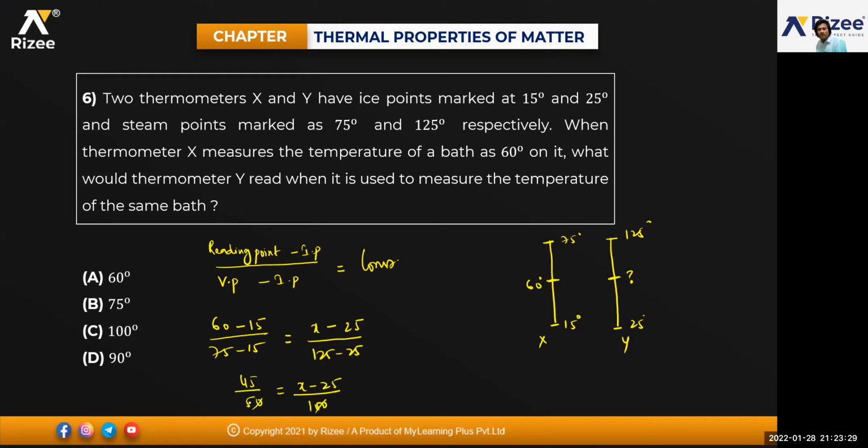This 0 will get cancelled. So 5 ones are 5, 5 twos are 10. So that will be equal to 45 into 2 is equal to Y minus 25. How much is this one? 45 twos are how much? 45 twos are 90, it is coming.